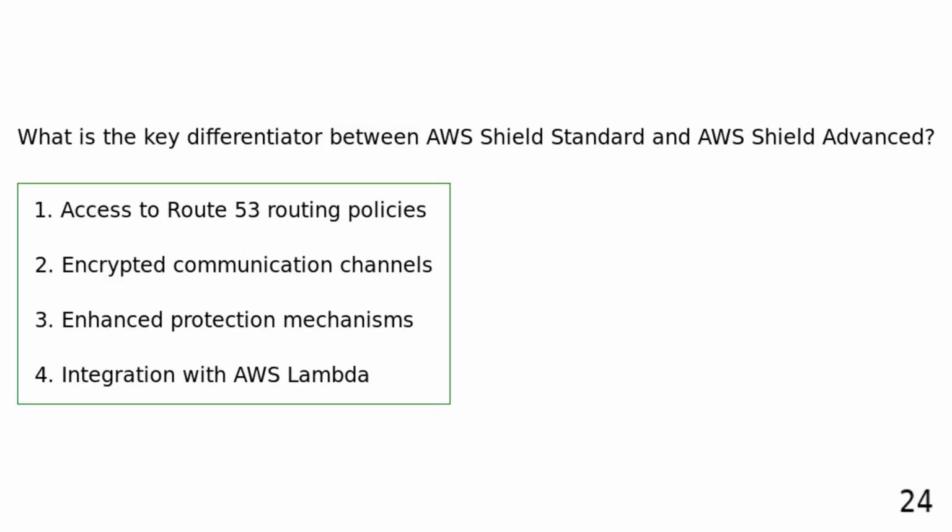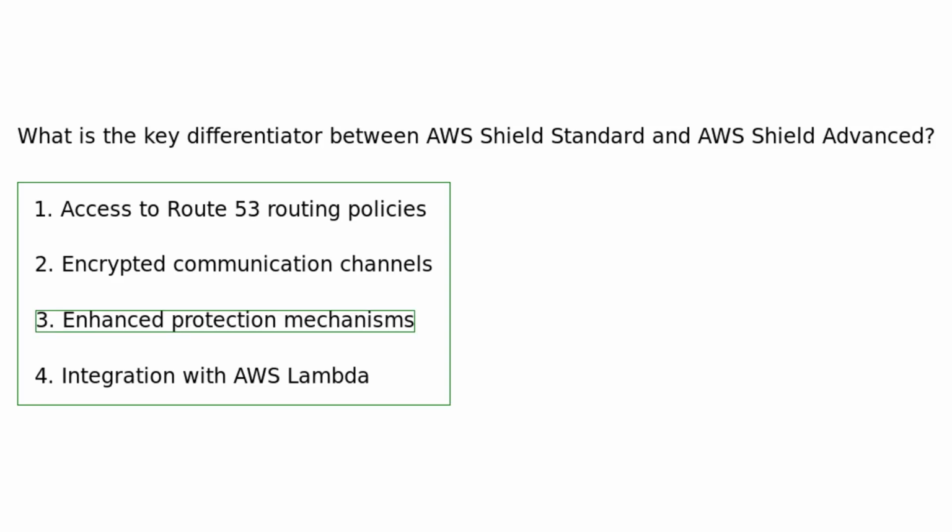What is the key differentiator between AWS Shield Standard and AWS Shield Advanced? Access to Route 53 routing policies. Encrypted communication channels. Enhanced protection mechanisms. Integration with AWS Lambda. The key differentiator between AWS Shield Standard and AWS Shield Advanced is the enhanced protection mechanisms provided by AWS Shield Advanced.